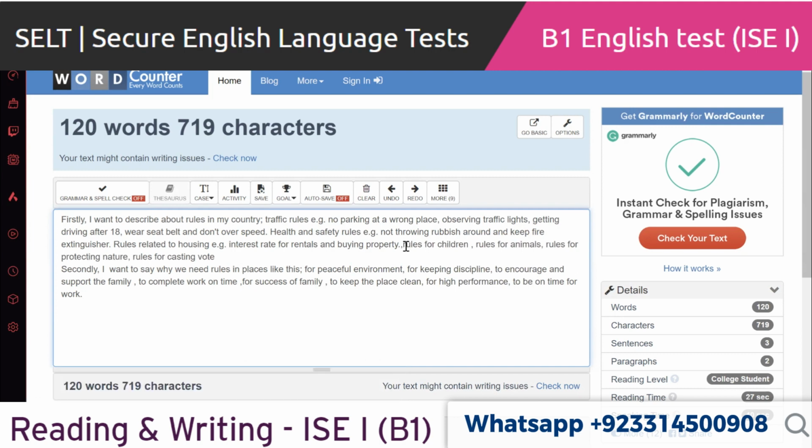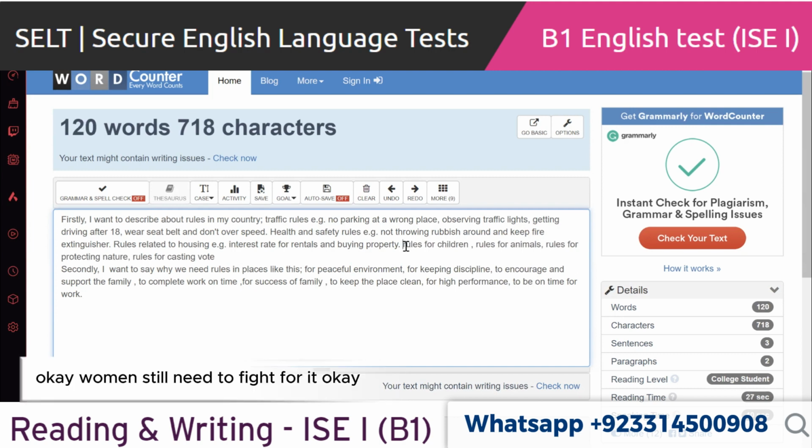Women still need to fight for it. Women can't even report if their husband is beating them. So what are the rules for women? Nothing. Okay. Rules for children. I think child labor, avoiding child labor, because that's a law.